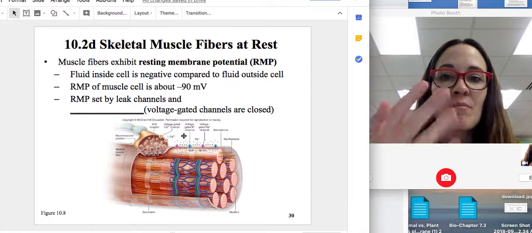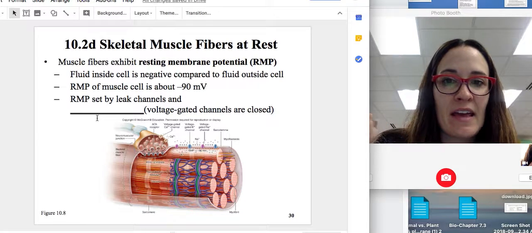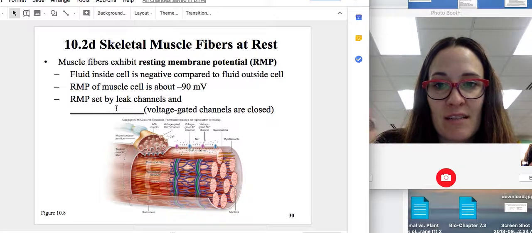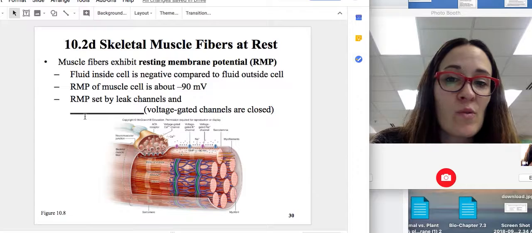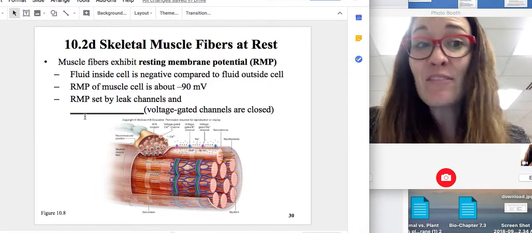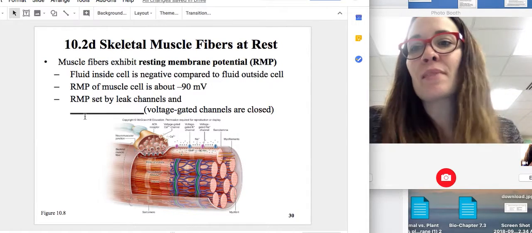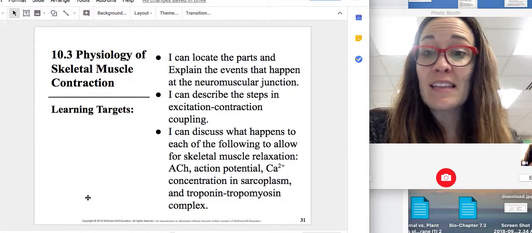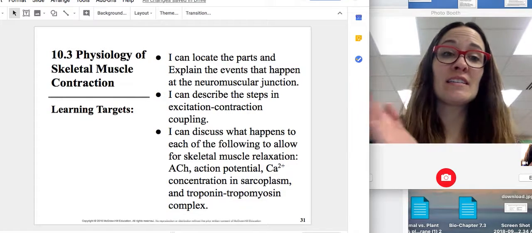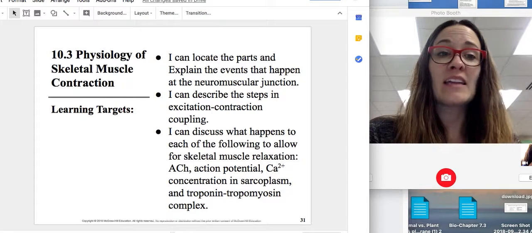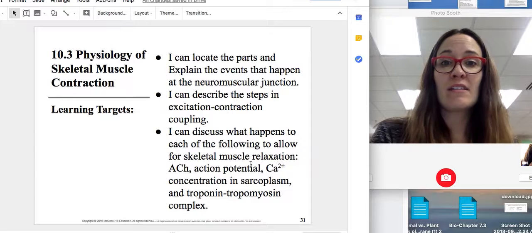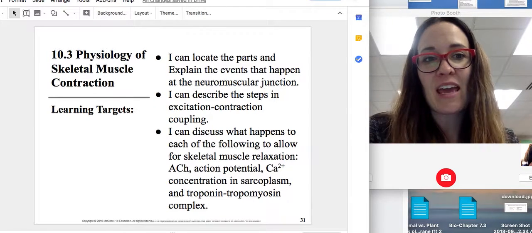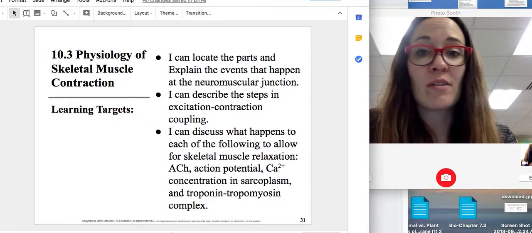And it's set by leak channels and pumps, okay? Sodium-potassium pumps is the word here. So it's maintained at negative 90 until a message is received. That's called the resting membrane potential. So that is the end of 10.2, and now we're going to talk about 10.3. So more details about the neuromuscular junction and what else happens to make a muscle contract.